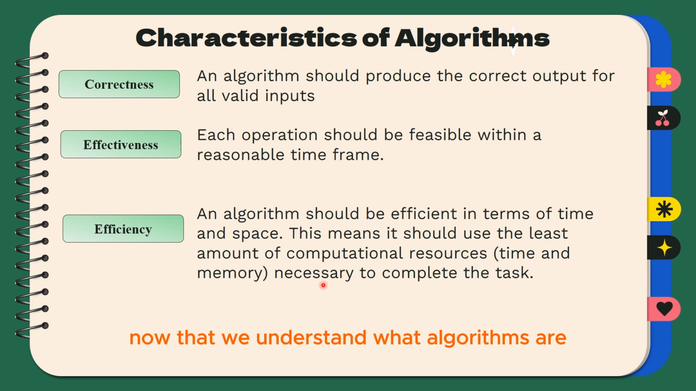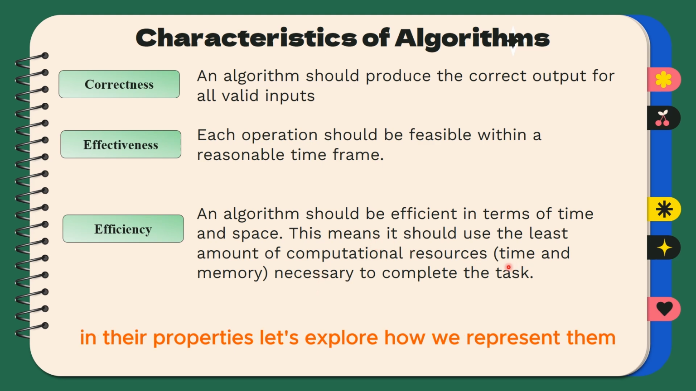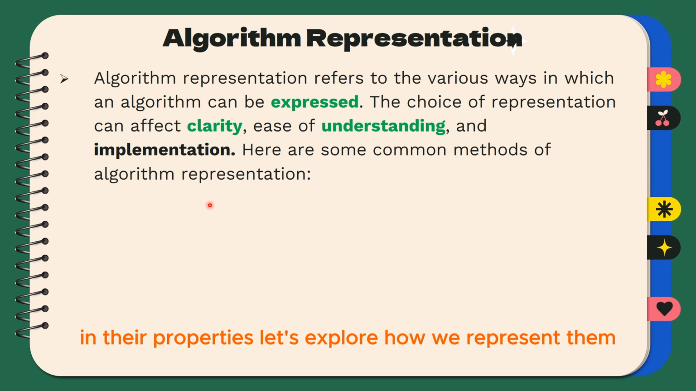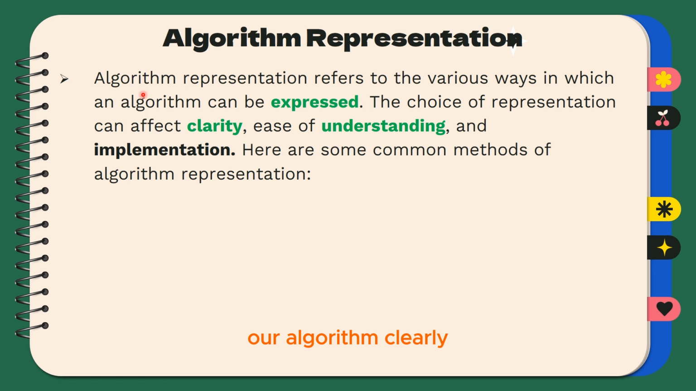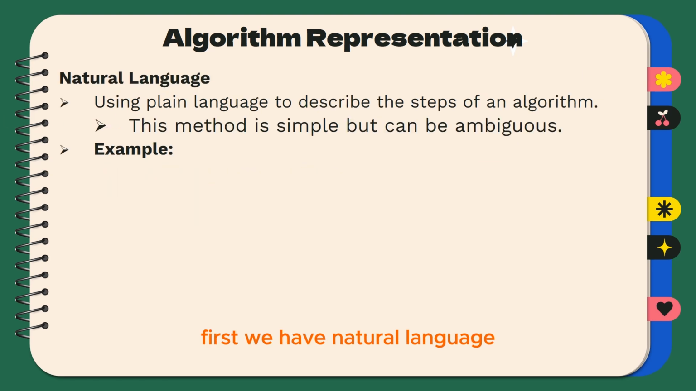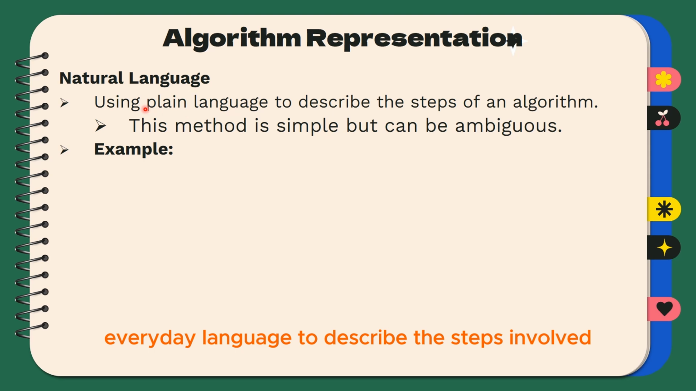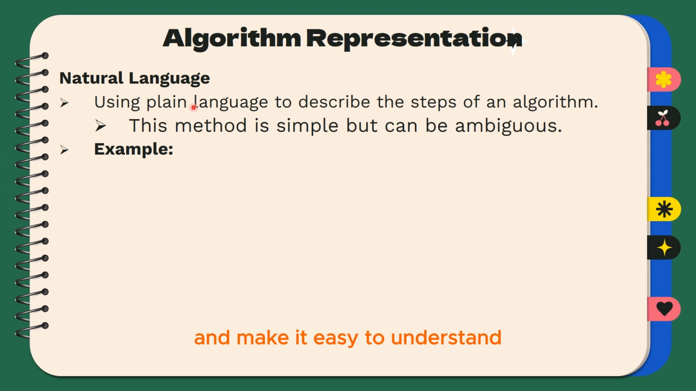Now that we understand what algorithms are and their properties, let's explore how we represent them. Effective representation is key to communicating our algorithm clearly. First, we have natural language. This method uses plain, everyday language to describe the steps involved and make it easy to understand. While natural language is accessible, it can sometimes lead to ambiguity.